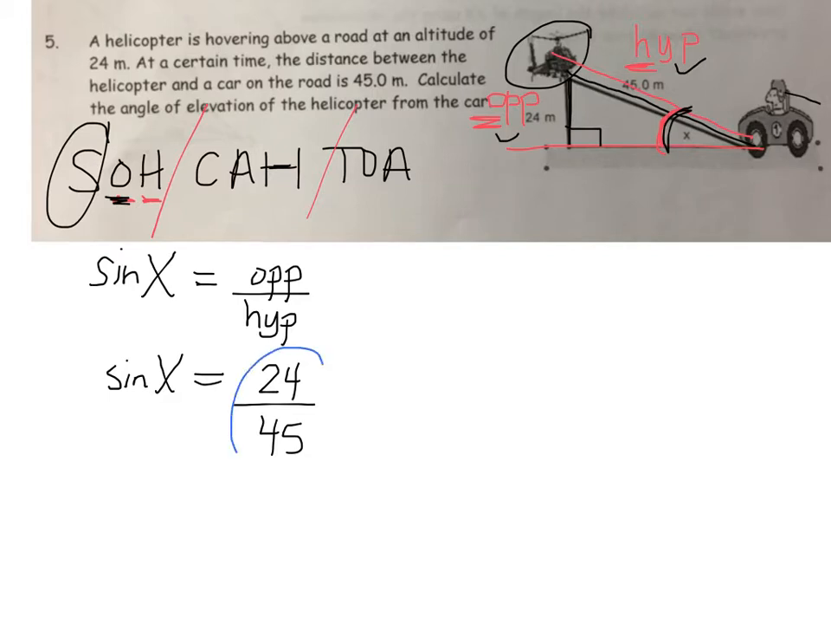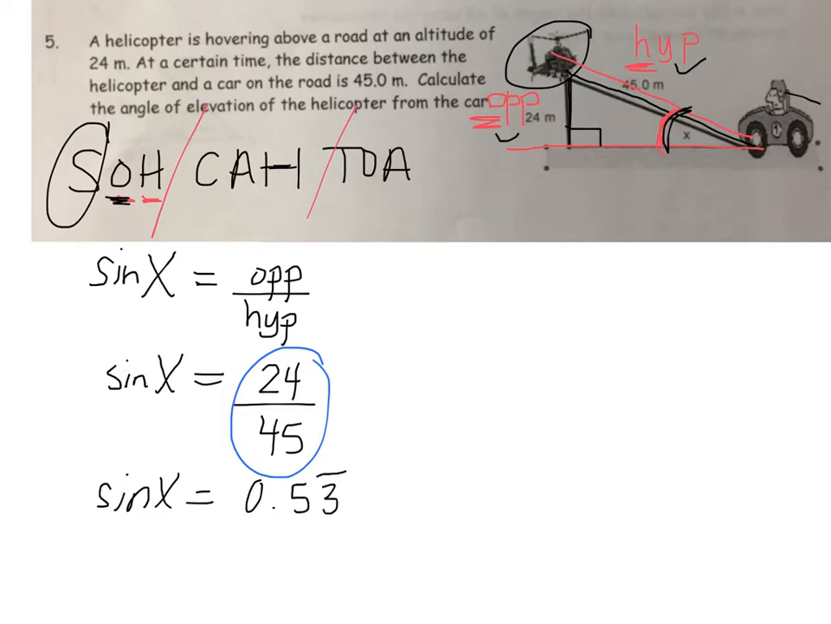Okay, now what do we do? We have the ratio as a fraction. What can we do with this? Let's write this as a decimal. What's 24 divided by 45? Sine X equals 0.53. Okay, 0.53 repeating, but you don't actually have to write this out.